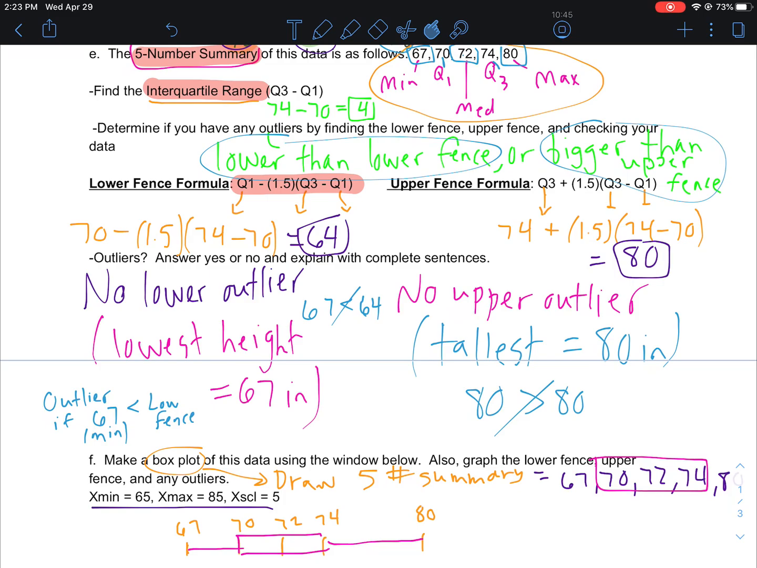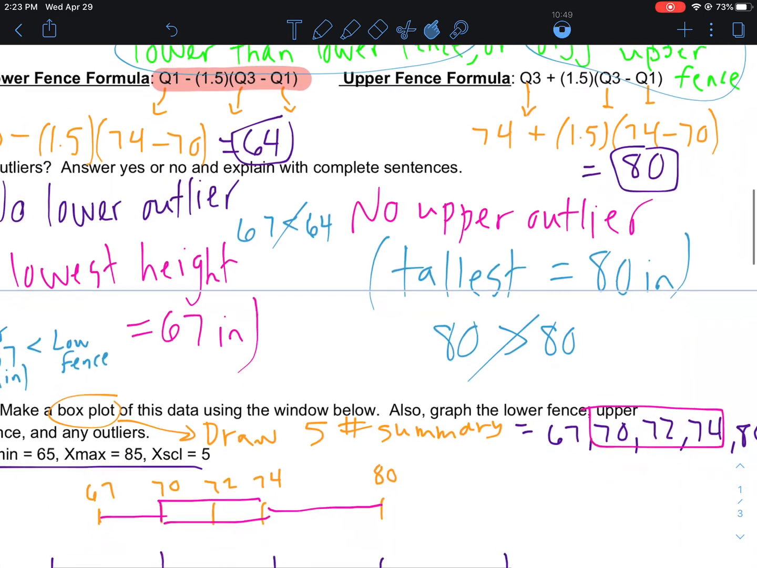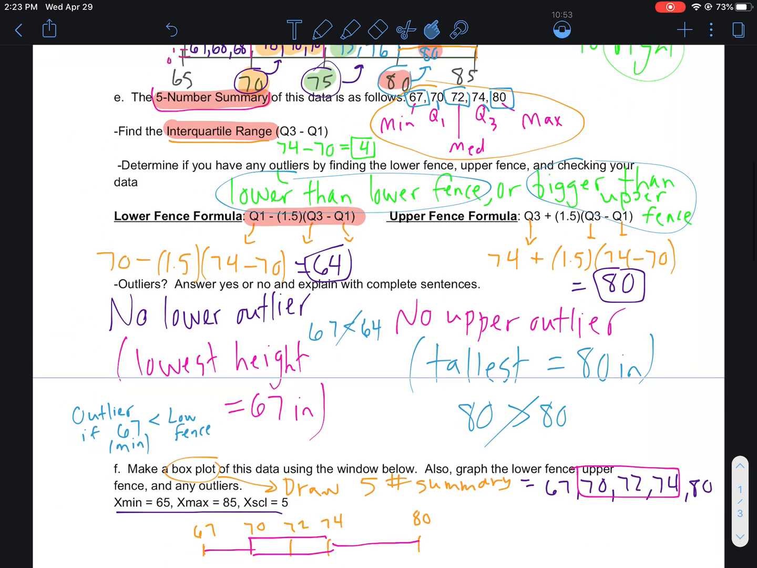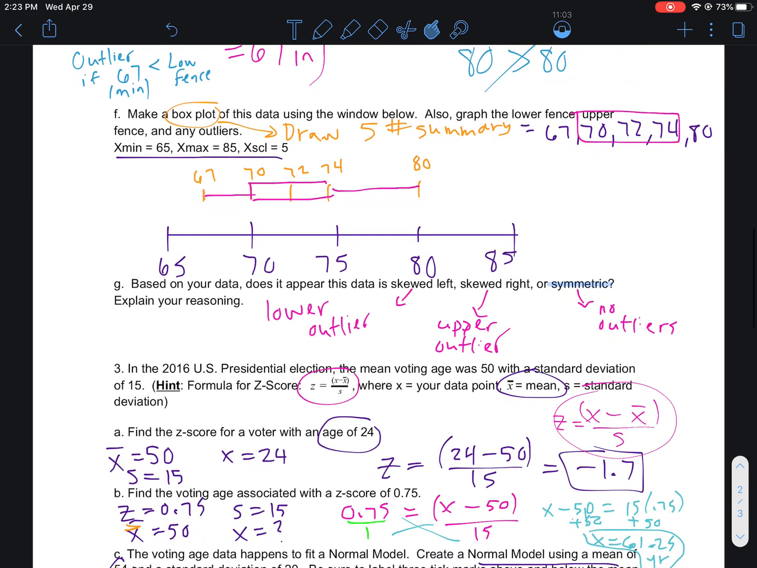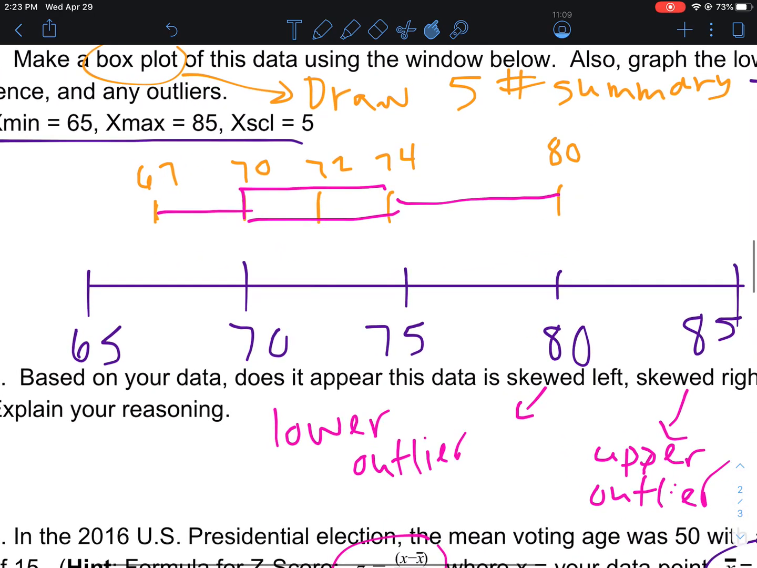All right, so again, if that's a little confusing, take your time. Pause this video, look through it, check your formulas, check the work. But the long story short of it, if you're an outlier, you have to be lower than this lower fence formula or larger than this upper fence formula. And if that's a little confusing, this visual here, a box plot, is a visual of that. And a box plot is basically a graph of the 5-number summary. That's why it says draw the 5-number summary. So this was the min.